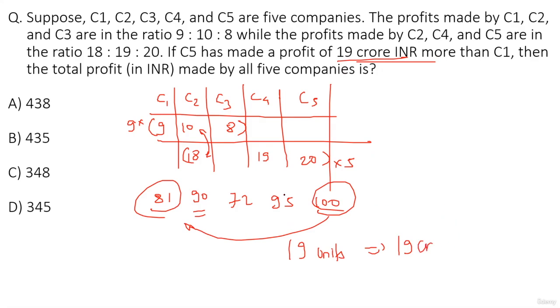Total profit means summation of all these 5 values, 195, 195, and 72, 267, plus 90, 357, plus 81, 438. If I'm not wrong, yes, 438. So 438 units correspond to how much? You can very easily see it, 438 only, 438 CR. That's the answer for your question.